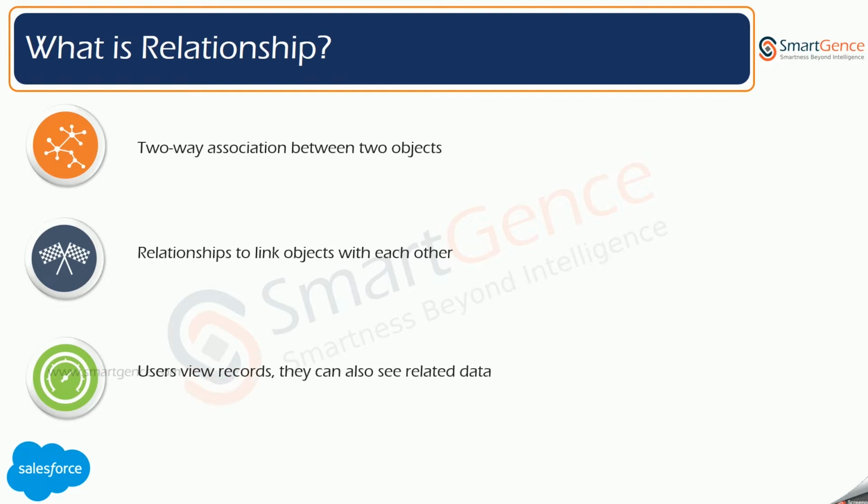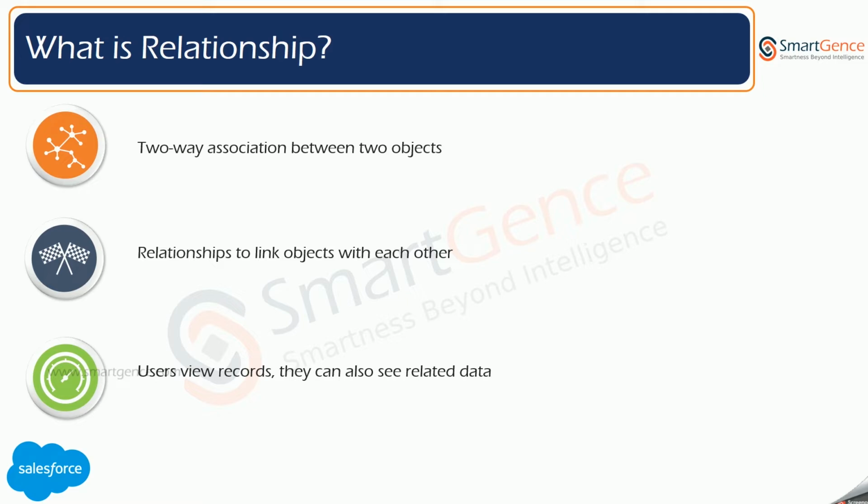So users who would be able to view the record, they can also see the related record. Like for example, if a user is able to see an account A, they would also be able to see its related contact records.